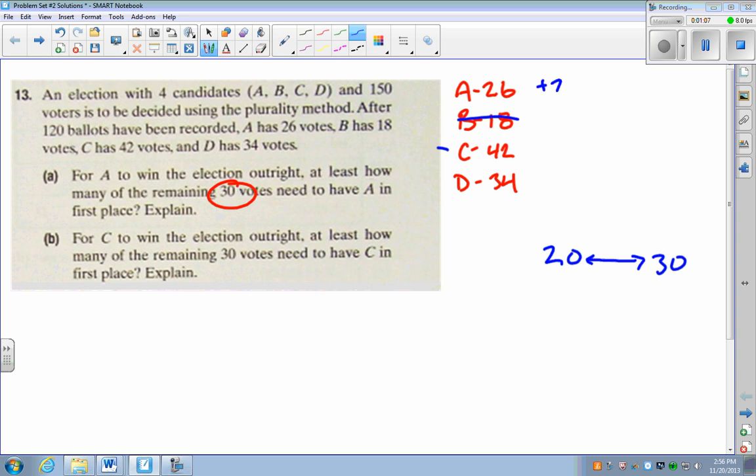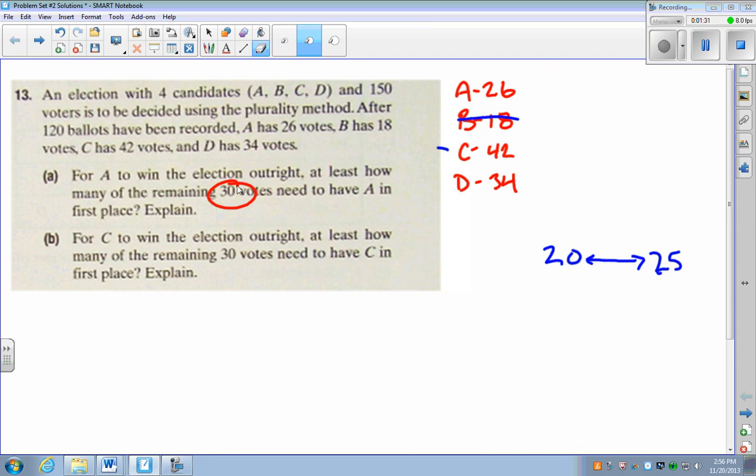Let's try 25. So if we give person A 25 votes, they're up at 51. If you give person C 5 votes, they're up at 47. So A wins, but there's still some room there. So now we've just shrunk the interval we need to 25.